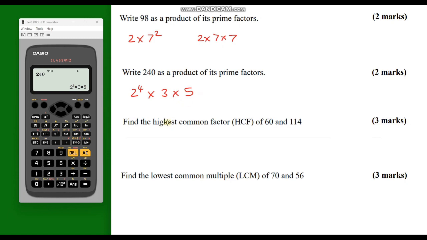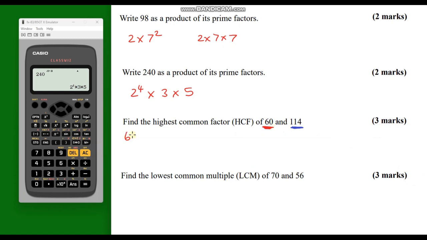answer. Okay, so we might have a question that's related to this in terms of highest common factor and lowest common multiple. So find the highest common factor of 60 and 114. So what we're going to do is, first of all, write out each of these numbers as the products of their primes. So first of all, let's start with 60.